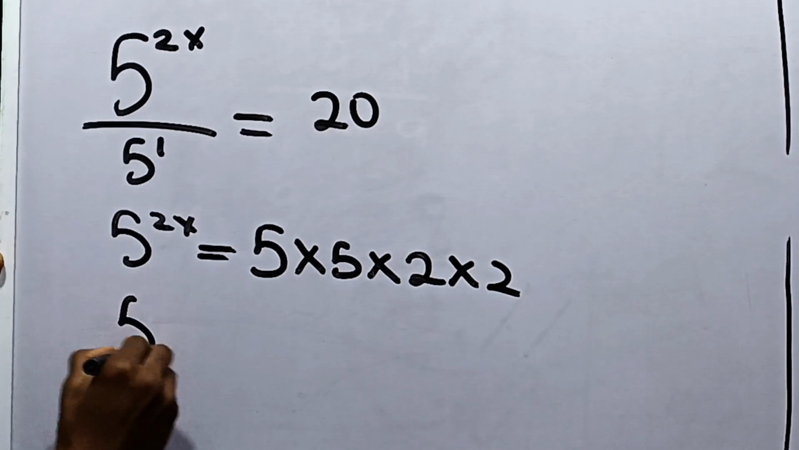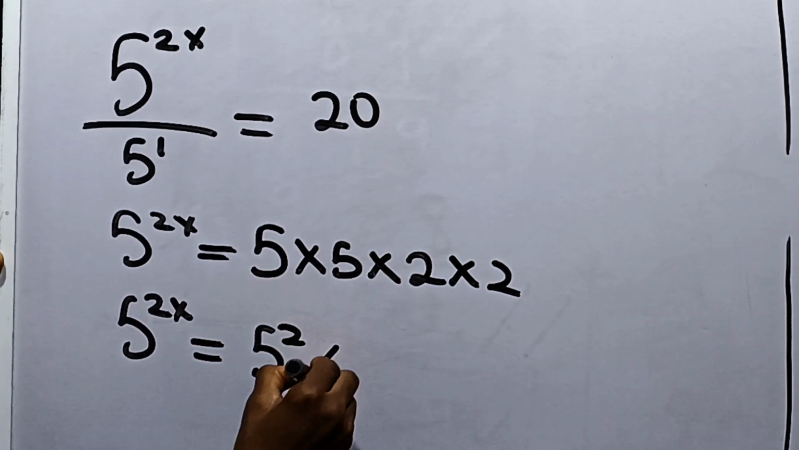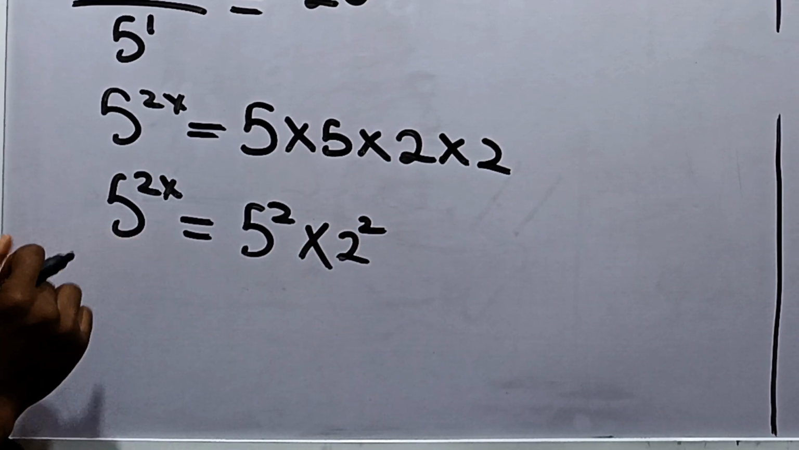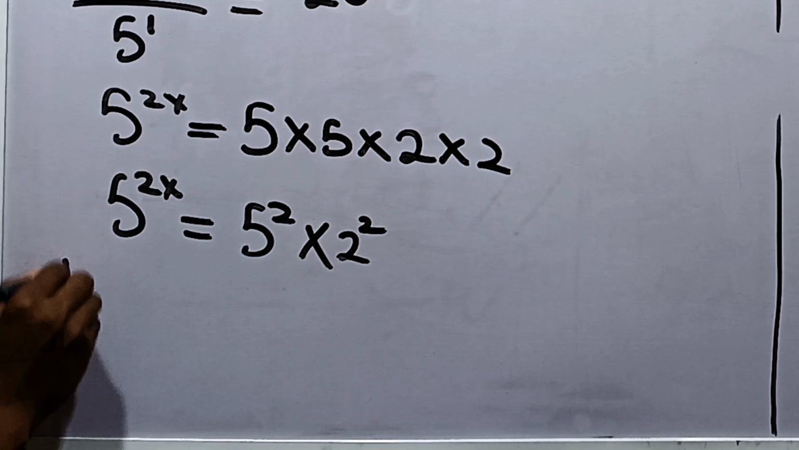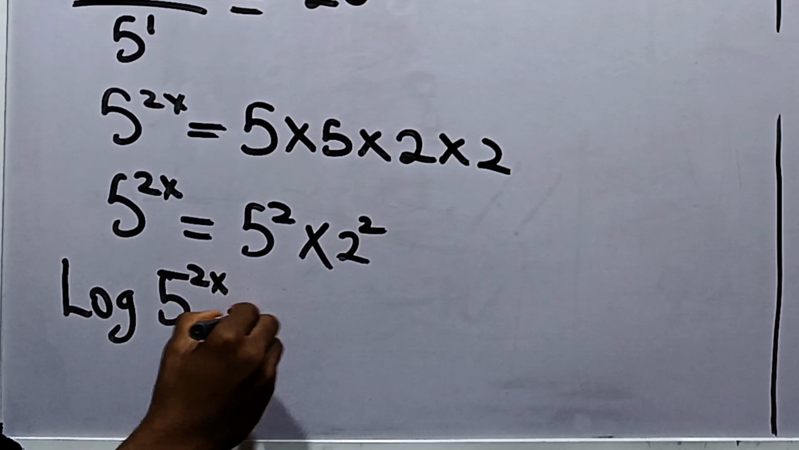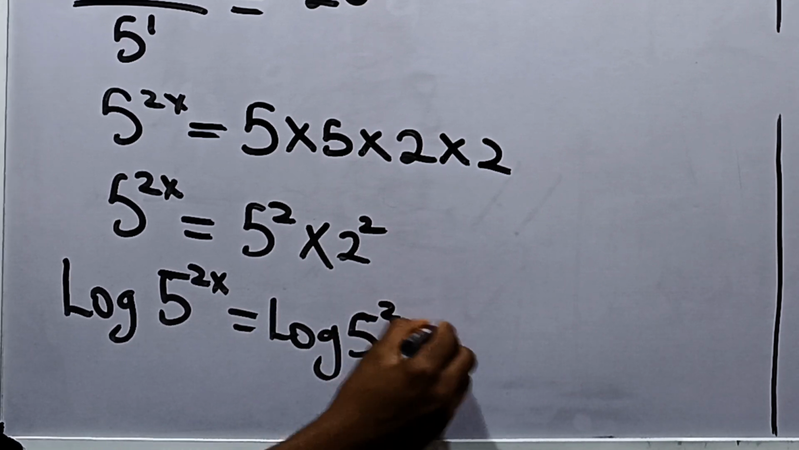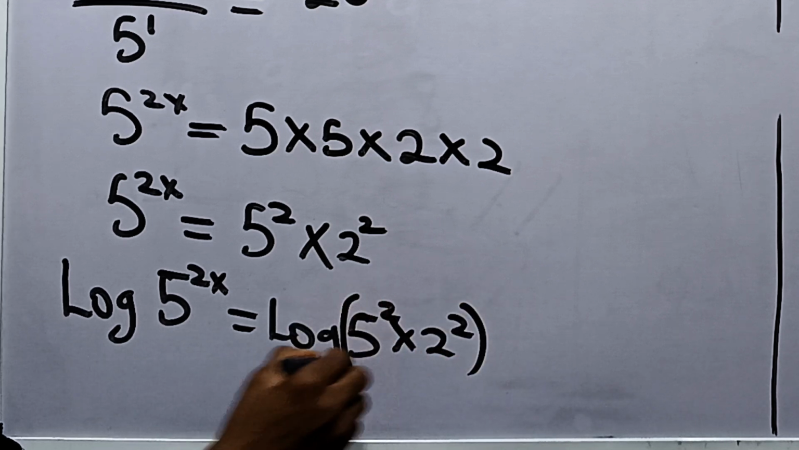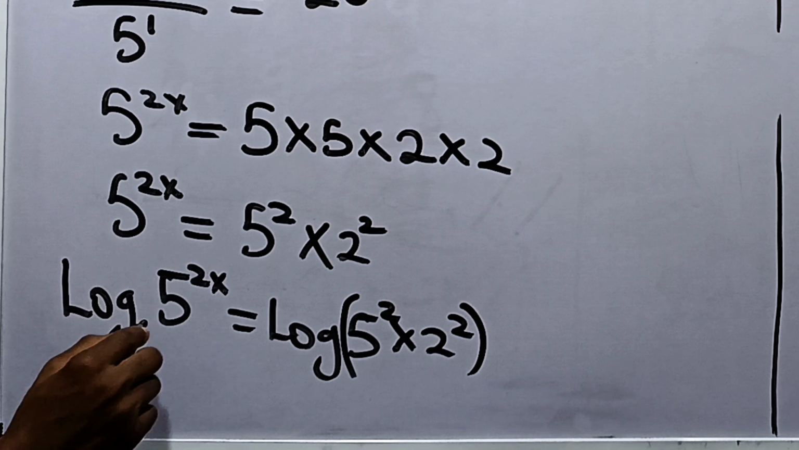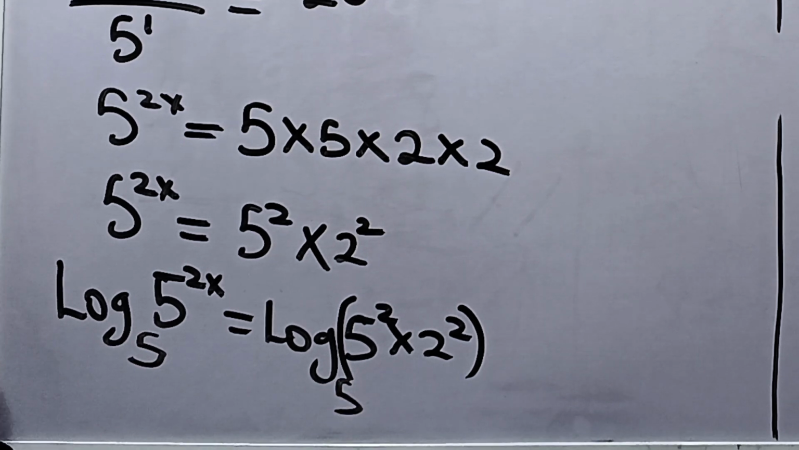Now, this is 5 raised to the power 2x to be equal to 5 squared times 2 squared, okay? Now, at this point, you can see that you can take the logarithm of both sides. So let's take the logarithm of both sides. So we have logarithm of 5 raised to the power 2x to be equal to logarithm of 5 squared times 2 squared. Okay. Now, we have to do the logarithm in the base of the number carrying x. The number carrying x is 5, so we do the logarithm in base 5 for both sides.